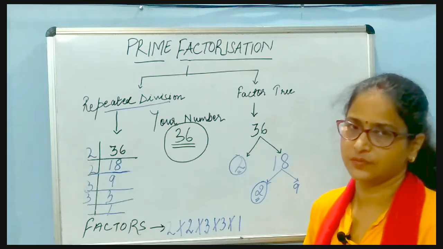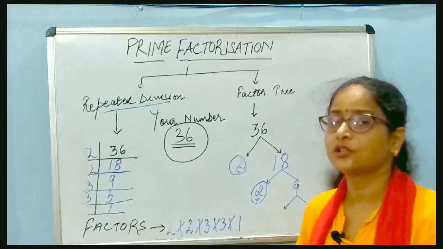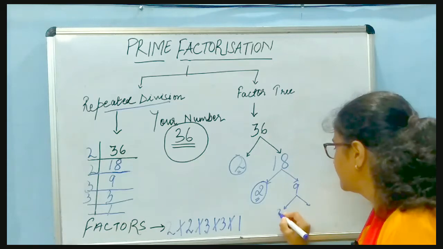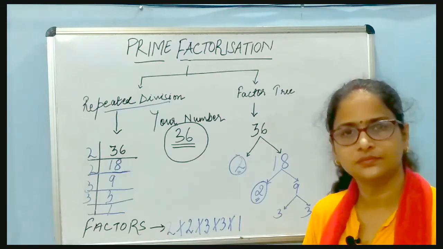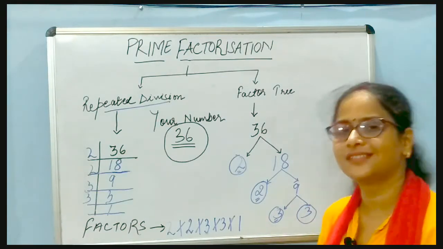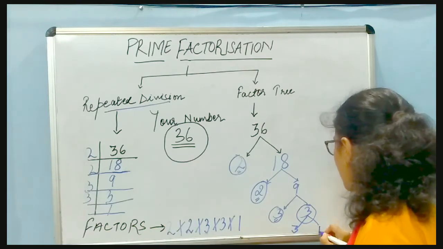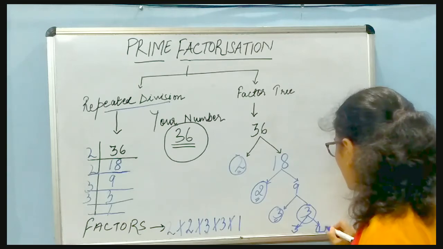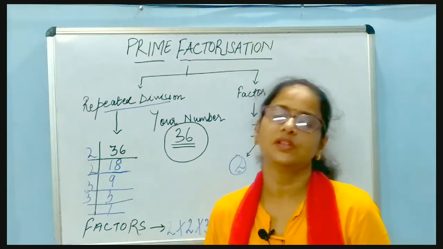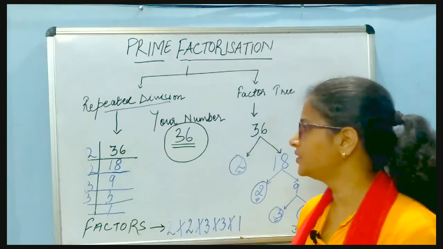Now 9 is further divisible, but 9 is an odd number, so it is not divisible by 2. It is divisible by 3 only. 3 threes are 9. Now leave 3 here. 3 is divisible by itself only, so your last factor will be 3 ones are 3. So these are the two methods by which we can find the prime factors. I hope this much is clear to you all.